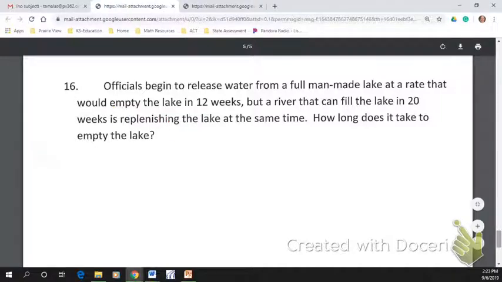So let's write these as a rate. They're releasing water from the dam at a rate of what? One lake can be emptied in how many weeks? 12 weeks. One lake can be emptied in 12 weeks. But now I have this river pouring into it, and it can fill it in 20 weeks. So that's one lake filled up in 20 weeks. One lake emptied in 12 weeks.